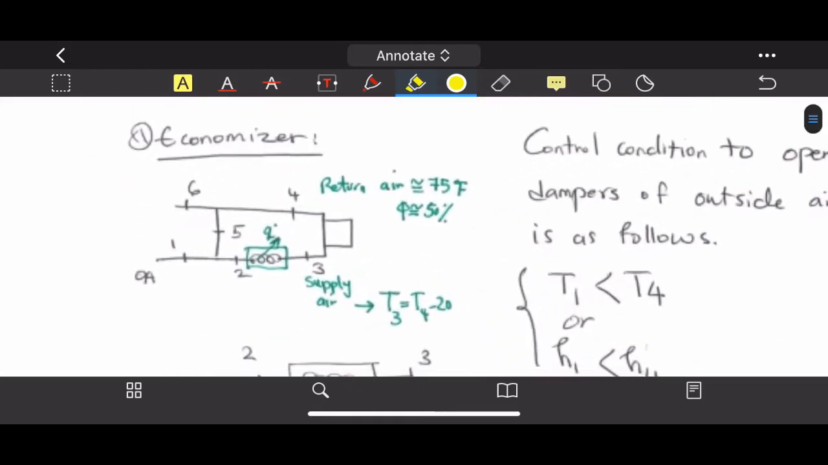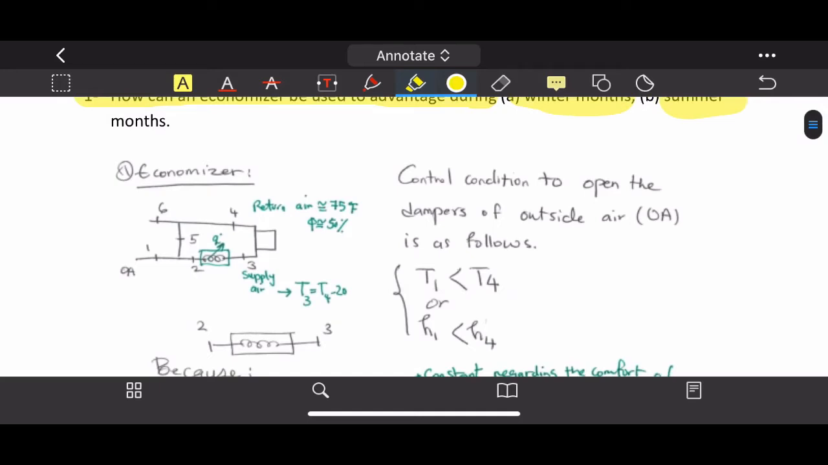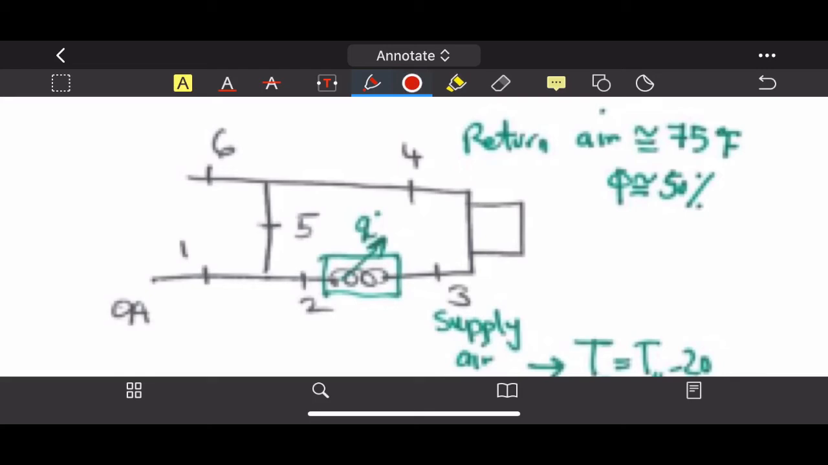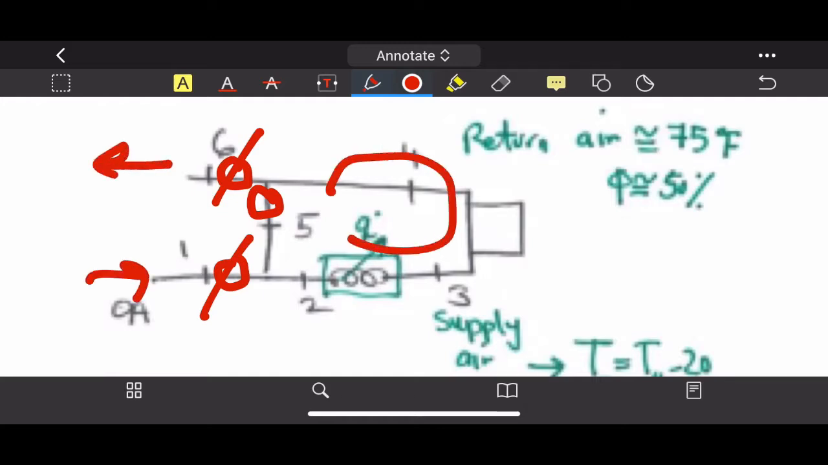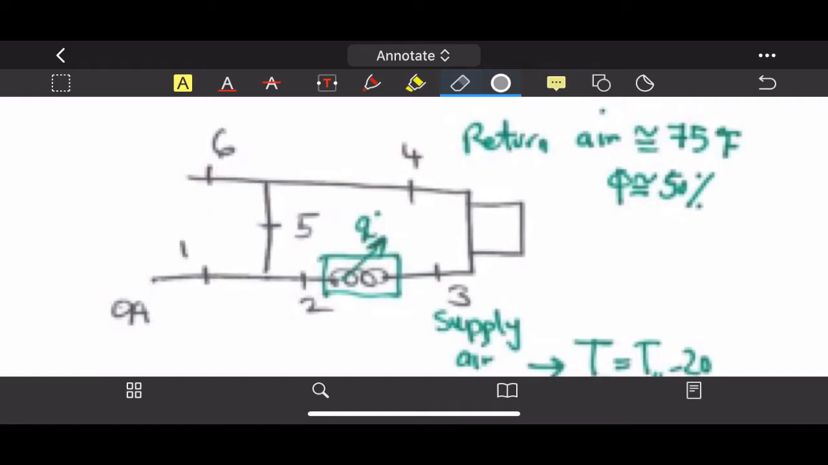An economizer is a device where you can control the condition to open the damper of the outside air. There is a motor damper in this section and also in this section. An economizer can usually close these two, outdoor air and exhaust air. So air will be circulated inside this space without any air intake to refresh the content within the room. That is an economizer.